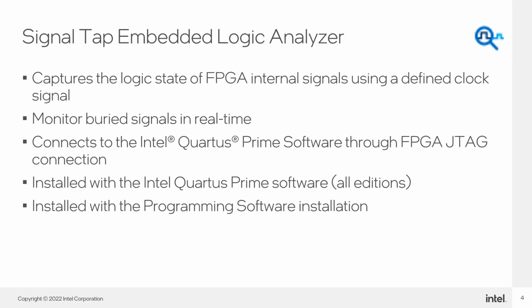The Signal Tap ELA is available for free and included automatically with a standard installation of the Lite, Standard, or Pro editions of the software. A version of the Signal Tap control interface is also included with the standalone programming software, allowing you to control and monitor the ELA without a full installation of the Intel Quartus Prime software, though without the ability to reconfigure its settings. You can find this at the Intel FPGA Download Center.